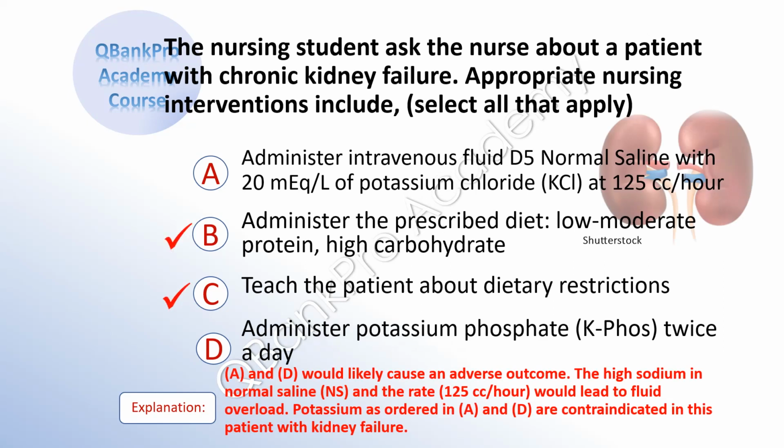The correct answer is B. Administer the prescribed diet, low to moderate protein, high carbohydrate. And C. Teach the patient about dietary restrictions. Explanation. A and D would likely cause an adverse outcome. The high sodium in the normal saline and the rate at 125 cc's per hour would lead to fluid overload. Potassium as ordered in A and D is contraindicated in this patient with kidney failure.